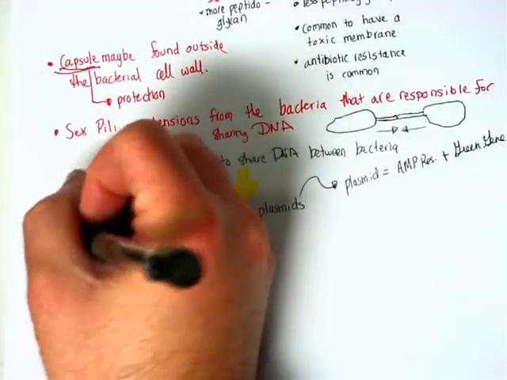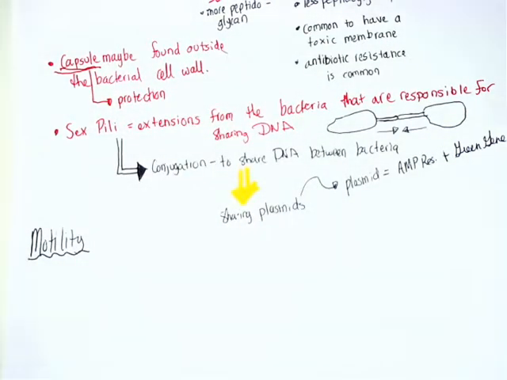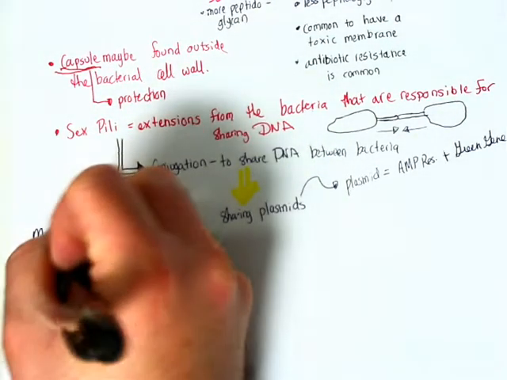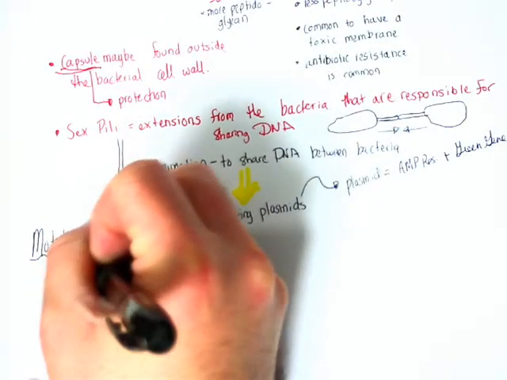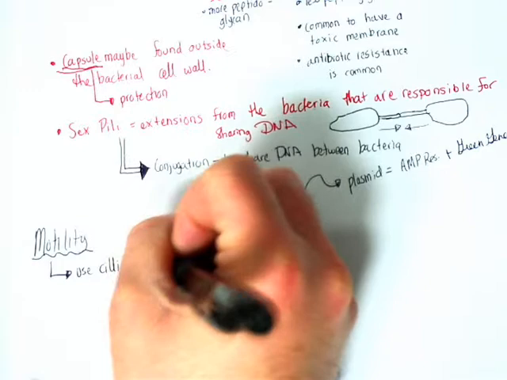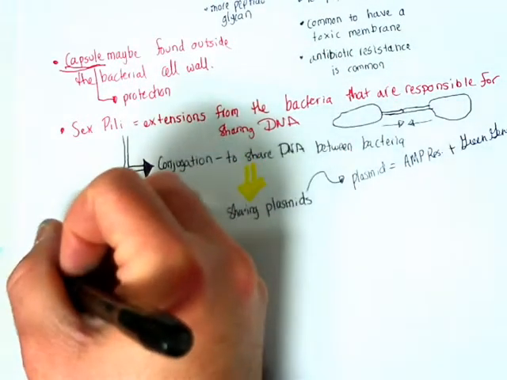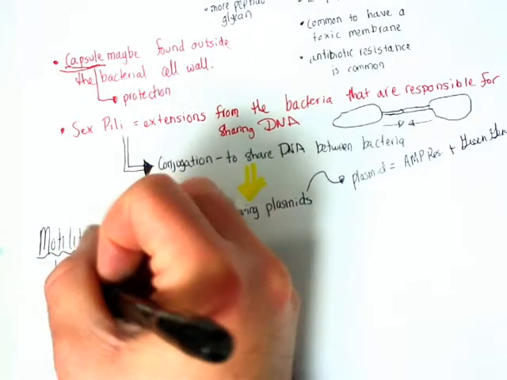The next little piece to mention is motility, which of course means movement. Bacteria are going to move, and as they do that, they'll be using cilia and flagella to facilitate this movement. Usually their movement is fairly limited.